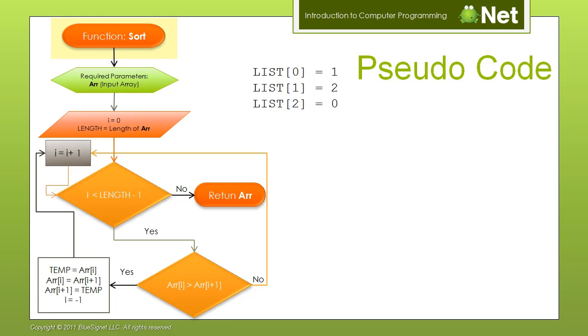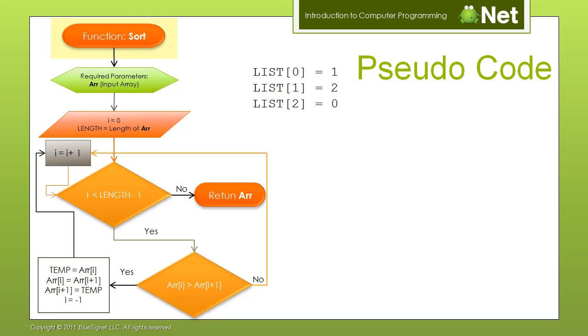If you look on the right section where we have our list, this is our array. The values are 1, 2, and 0, and we want this to be ordered 0, 1, 2. So I'll walk through this algorithm step by step, and then we'll port this into pseudocode.